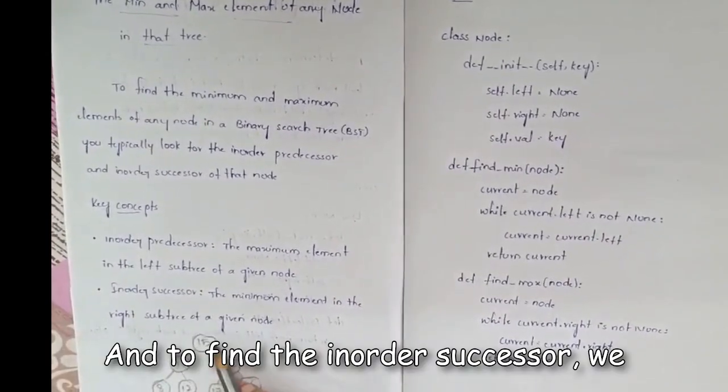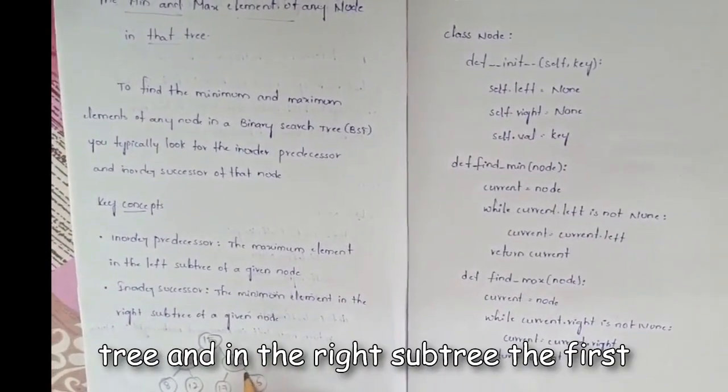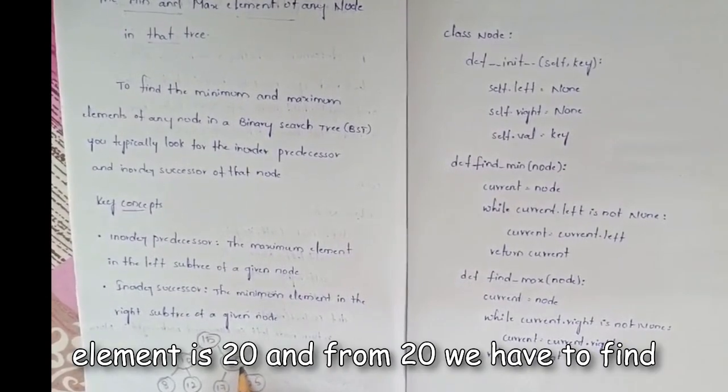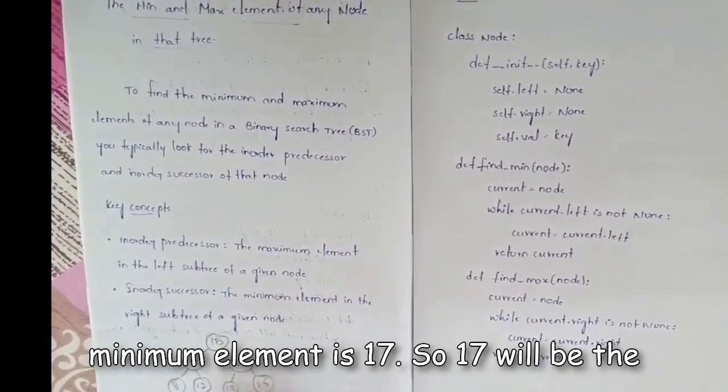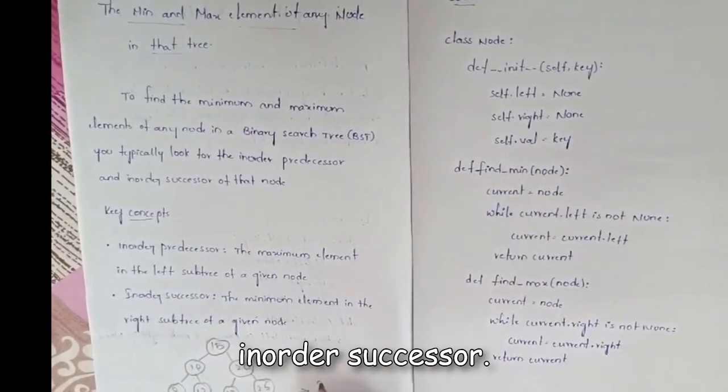And to find the in-order successor, we move to the right subtree of the given tree, and in the right subtree, the first element is 20, and from 20 we have to find the minimum element in the tree. The minimum element is 17, so 17 will be the in-order successor.